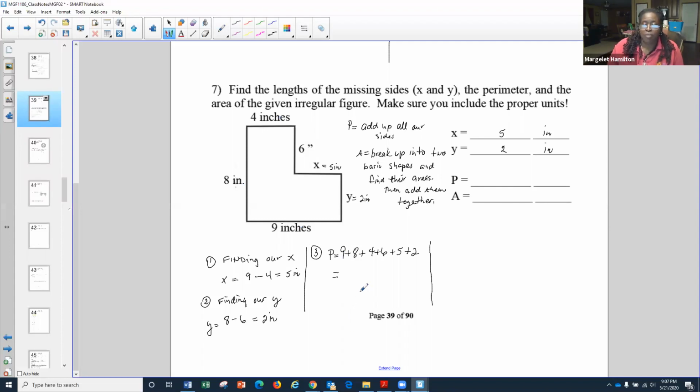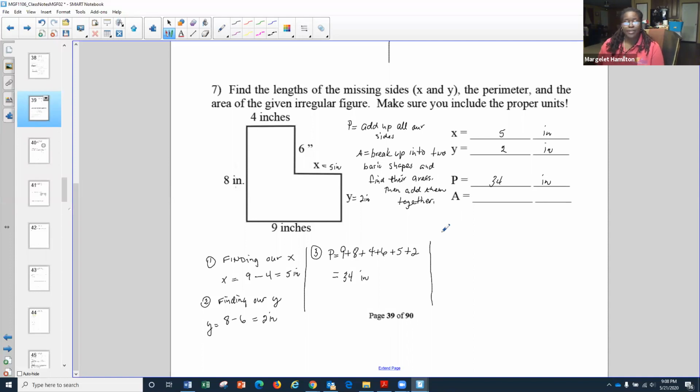And then our result. What do you get? Yeah, I got 34. We're talking about perimeter, so our dimensions just stay the same, inches. So our perimeter, 34 inches. All right? Simply add up everything. Keep your dimensions the same.